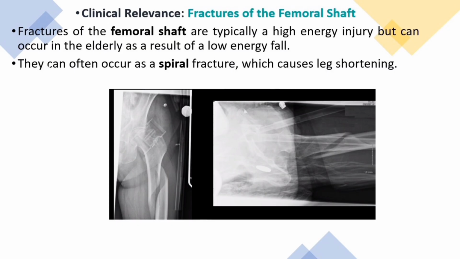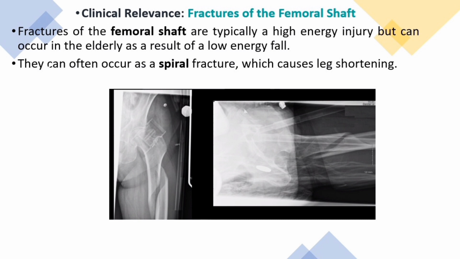Clinical relevance: fractures of the femoral shaft. Fractures of the femoral shaft are typically a high-energy injury but can occur in the elderly as a result of a low-energy fall. They can often occur as a spiral fracture, which causes leg shortening. The loss of leg length is due to the bony fragments overriding, pulled by their attached muscles.